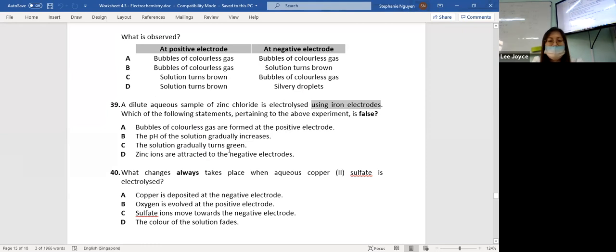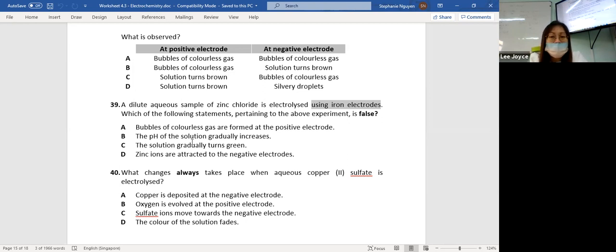Okay, so let's look at the rest of the options. Why are they true? The pH of the solution gradually increases. Yes, because we have removed the H+ ions, so the remaining hydroxide ions will give alkaline properties. The solution will eventually turn green because of the production of iron 2+ ions, which come from the oxidation of the iron electrode. The iron 2+ ions get into the electrolyte, causing the solution to become green. Then option B, zinc ions are attracted to the negative electrode. No, we said that only H+ ions are to be discharged. The zinc ions are not preferred to be discharged.